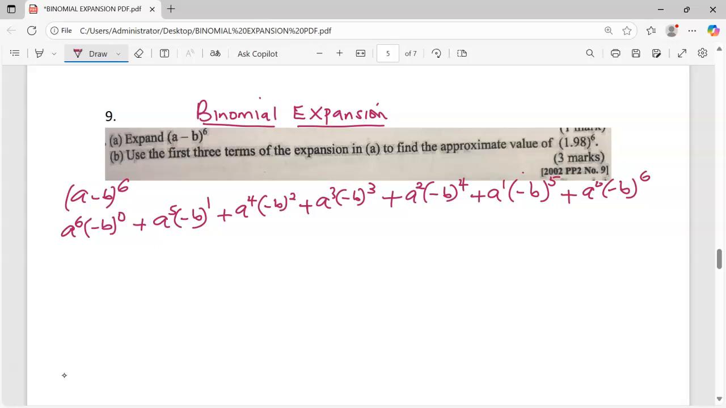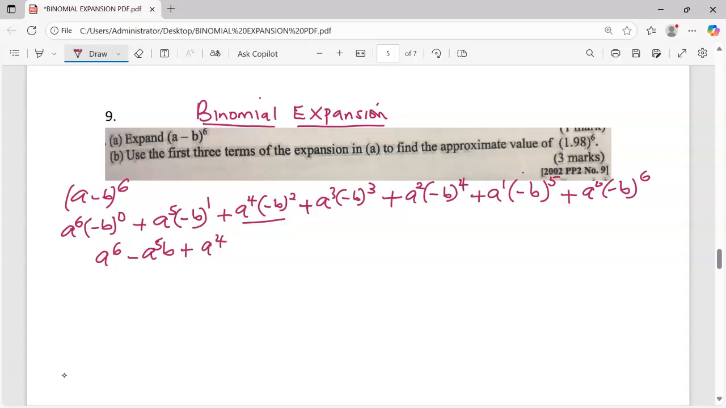Negative b power 0 is 1. You multiply by a power 6, and this one remains a power 6. Then, because the second part is a negative, we look at the power, and if the power is odd, then the sign becomes a minus. So negative b raised to power 1 is minus b times a power 5. We get minus a power 5 b. Next is a plus, because the next term is squared. So minus b squared is positive b squared times a power 4.